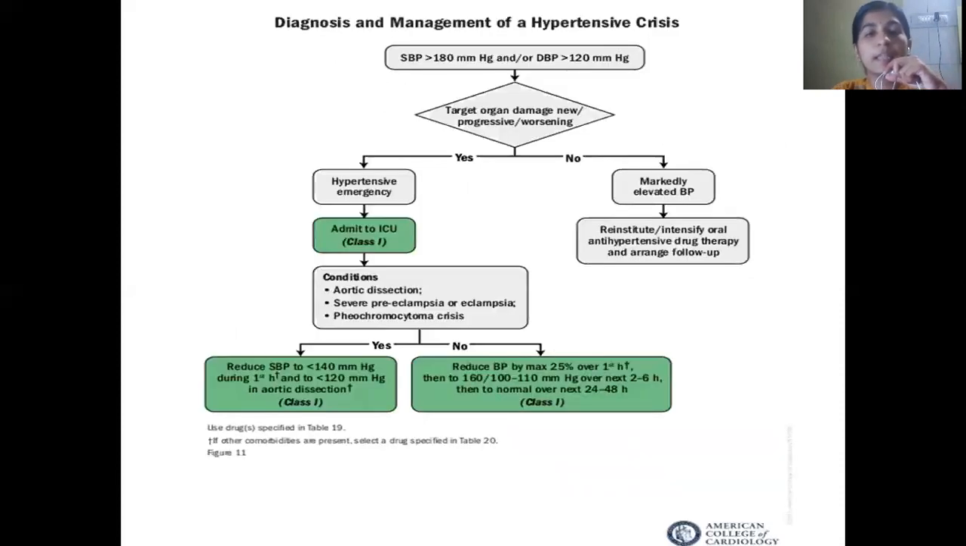So this is the American College of Cardiology or American Heart Association guideline for hypertensive crisis. This is what we already discussed. We will group it as a hypertensive emergency or urgency.